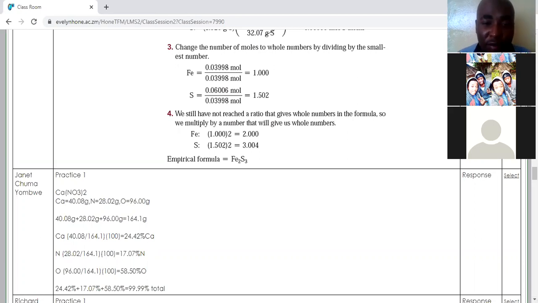So it was multiplied by 2 everywhere. It was Fe2S3, which is iron(III) sulfide.